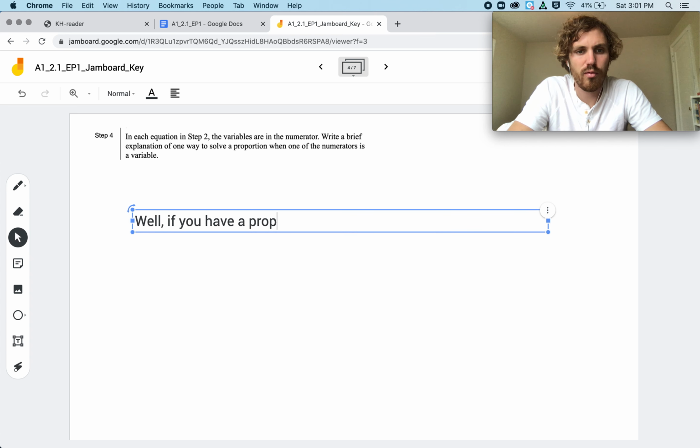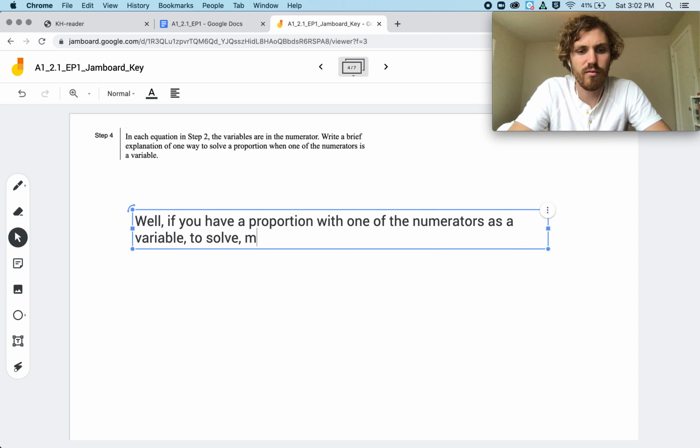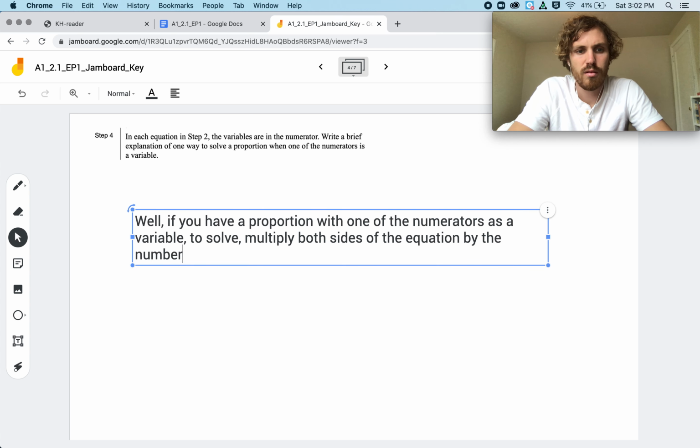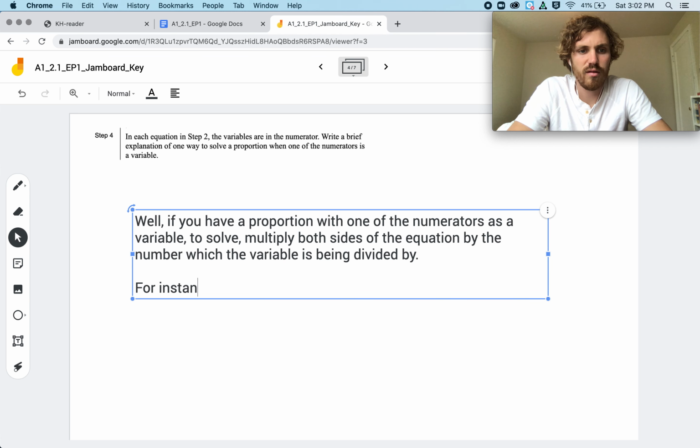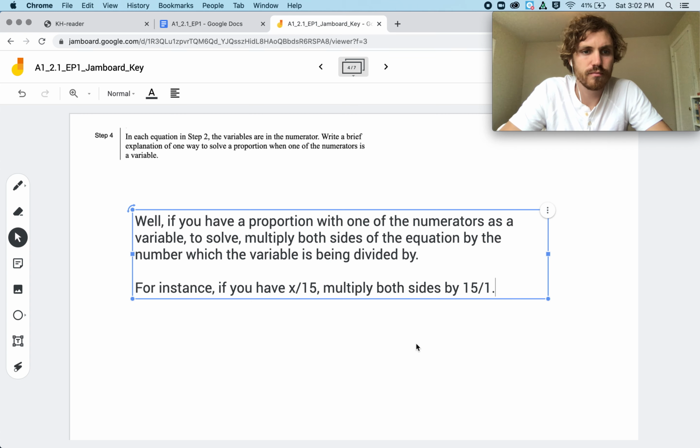Well, if you have a proportion with one of the numerators as a variable, to solve, multiply both sides of the equation by the number which the variable is being divided by. For instance, if you have x over 15, multiply both sides by 15 over 1. Great.